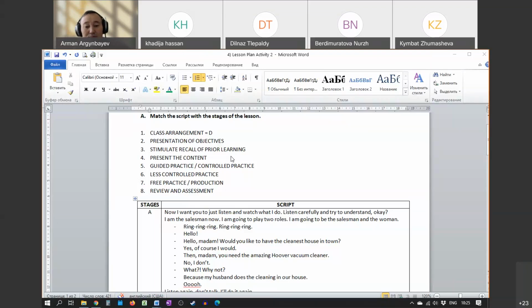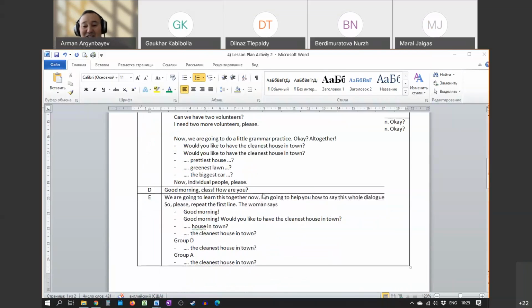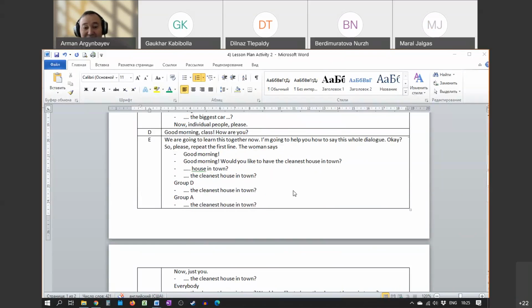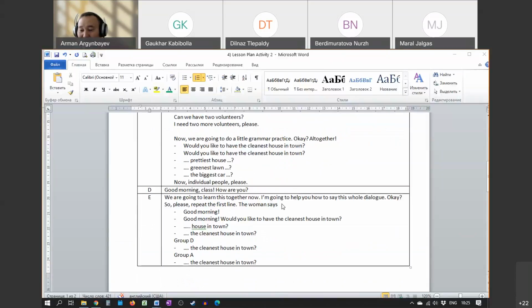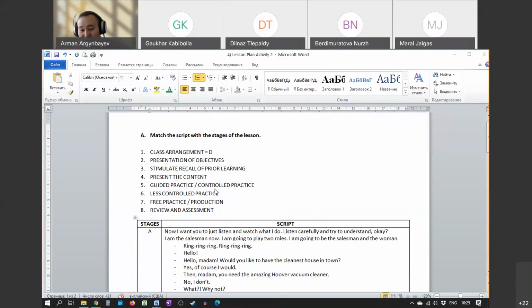Okay. 4 is A. Good. 5 is E. Now we're going to learn the dialogue together. I'm going to help you how to say the whole dialogue. Please repeat after the first line. So they repeat after the teacher. So this is guided practice, controlled practice.